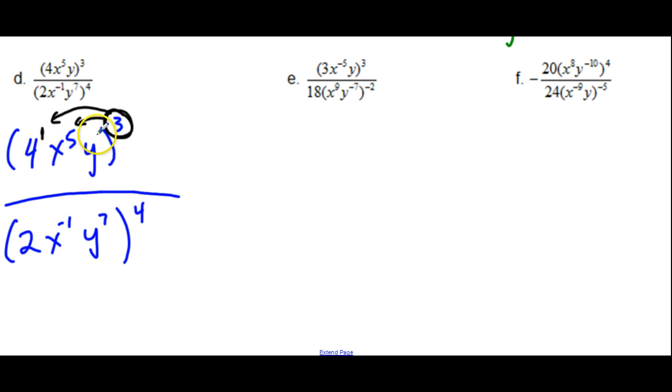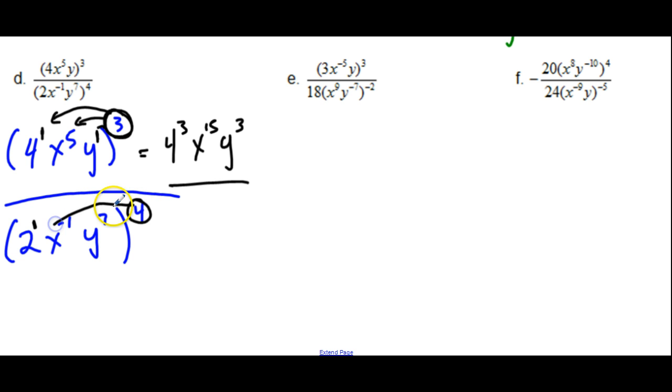5, and what exponent does the y have? A 1. So we're going to distribute that. That's going to equal 4 to the third, x to the 15th, right? 3 times 5 is 15. y to the 1, so 3 times 1 is 3. All over. Same thing over here, we have a 1 exponent right here.